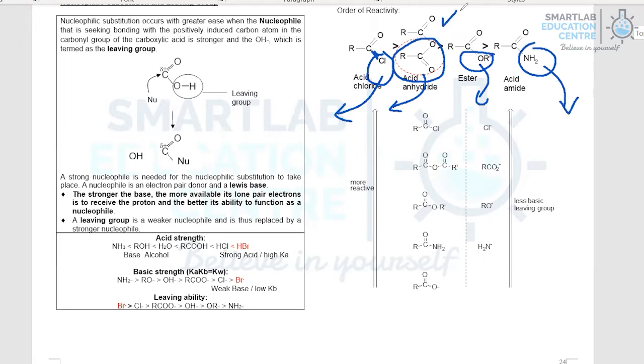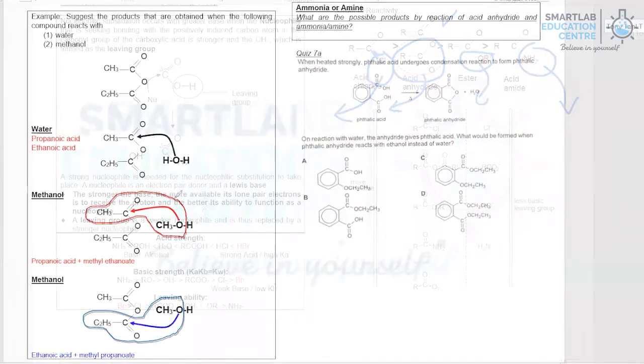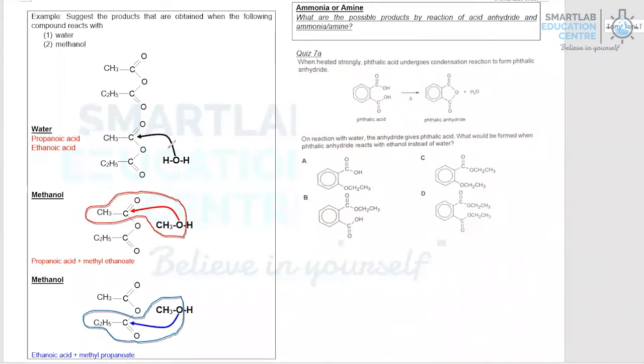So let us now zoom into acid anhydride. In the hydrolysis of acid anhydride, if we were to look at this example, there are 2 possibilities. We certainly could have this going this way, and in the process itself, you can have this compound formed in this manner, which means you'll produce your ethanoic acid, and this will then be your propanoic acid.